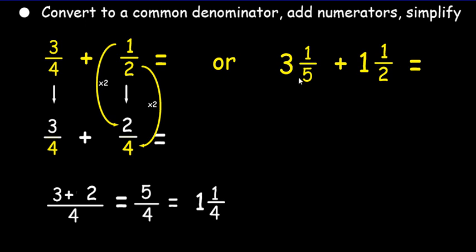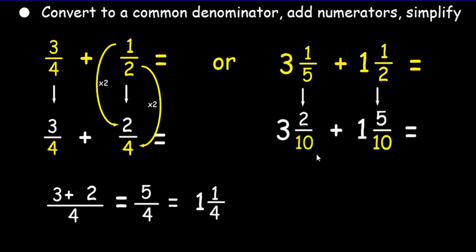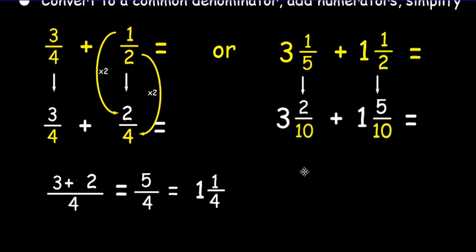With mixed numbers, we have 3 1/5 plus 1 1/2. And my first step again is to convert to a common denominator. In this case, it is 10. Since 5 times 2 is 10, we had to also convert the numerator to 2/10, and the equivalent fraction here would be 5/10. Next, we're going to add the whole numbers and add the fractions.